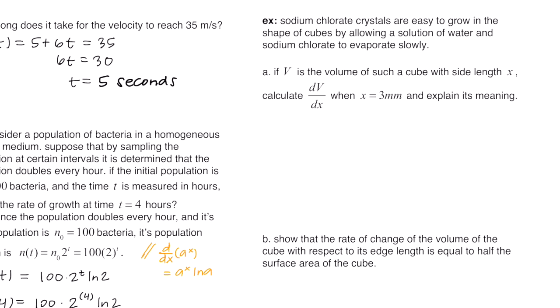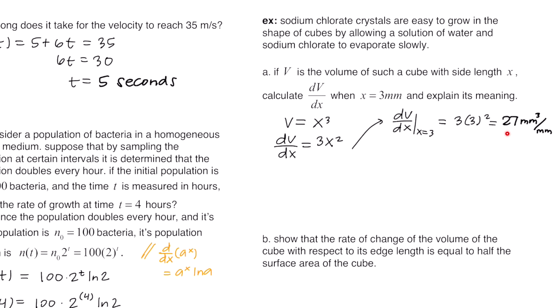This example says sodium chlorate crystals are easy to grow in the shape of cubes by allowing a solution of water and sodium chlorate to evaporate slowly. Part A says if V is the volume of such a cube with side length x, calculate dV/dx when x is equal to 3 millimeters and explain its meaning. Remember, the volume of a cube is going to be x cubed. We're going to take the derivative of this with respect to x. So we get 3x squared, and now we're going to plug in 3. And you get 27 millimeters cubed per millimeter.